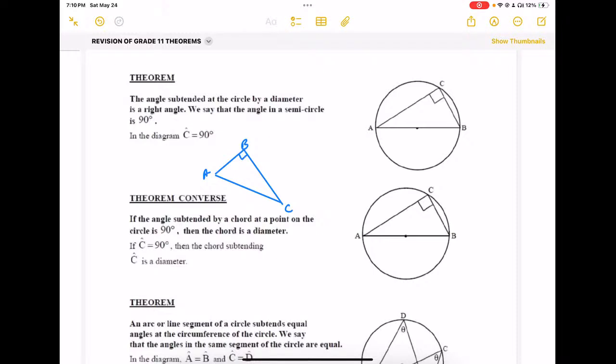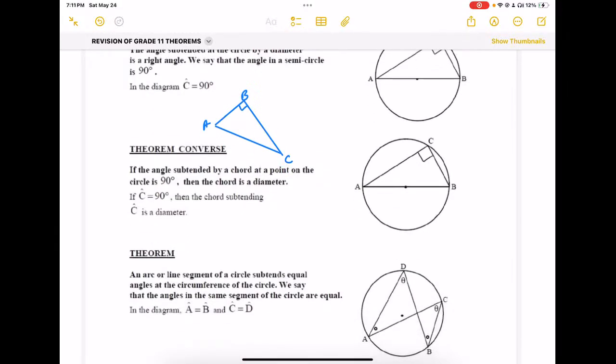When they say prove that ABC is a circle, is there a circle that touches all the vertices of that triangle? Yes, there is a circle that touches all the vertices because I see there is 90. So that is the theorem: a line subtended by a diameter is 90, or the angle on the semicircle is equal to 90.